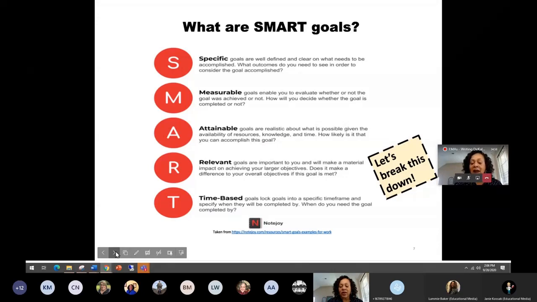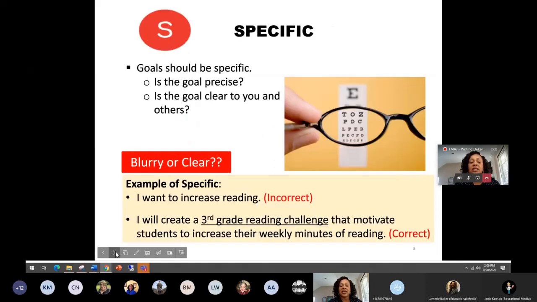So SMART is an acronym. The S stands for specific, M, measurable, A, attainable, or sometimes you'll see it as achievable, R, relevant, and T, time-based or time-bound. Since the print is so small, I decided to break this down. So we're going to start with the first letter, which is S for specific. Your goals should be precise.